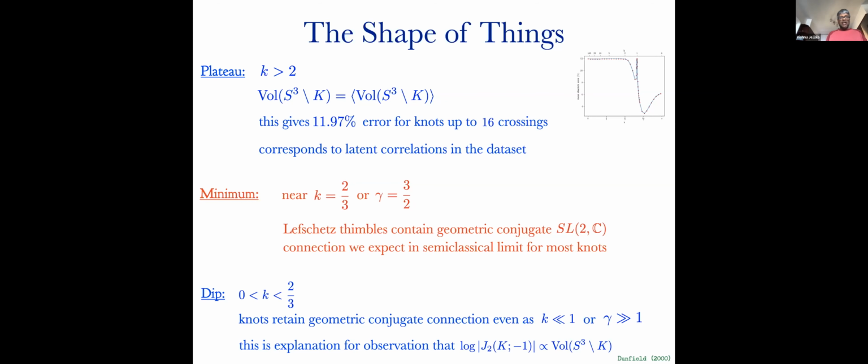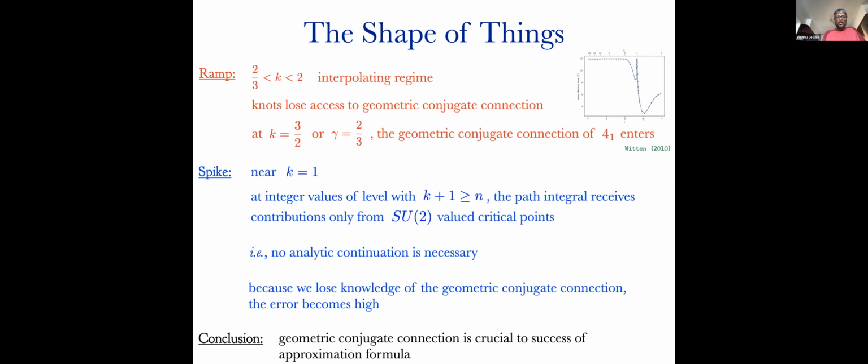and essentially this corresponds to latent correlations in the data set. The minimum, which occurs near k equals 2/3, or equivalently gamma equals 3/2, means that the Lefschetz thimbles contain the geometric conjugate SL2C connection that we expect in the semi-classical limit for most knots. In the region of the dip between 0 and the minimum, knots retain some knowledge of the geometric conjugate connection even as k becomes small. And this is sort of the explanation for why Dunfield's initial evaluation at a -1 worked reasonably well. The ramp region between 2 and 2/3 is some interpolating regime, and the knots in this region start to lose access to the geometric conjugate connection.